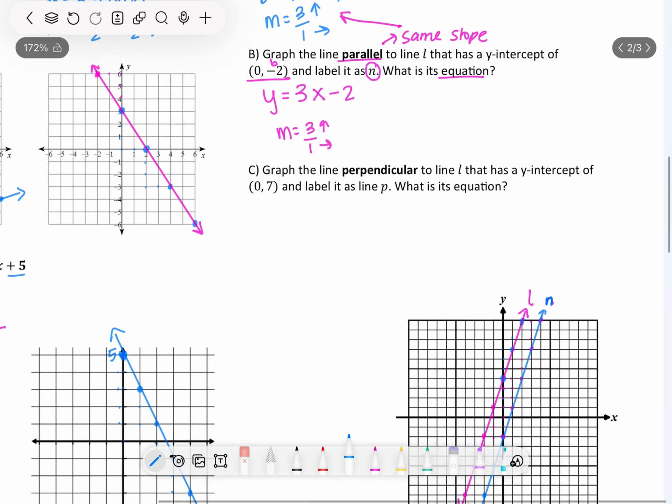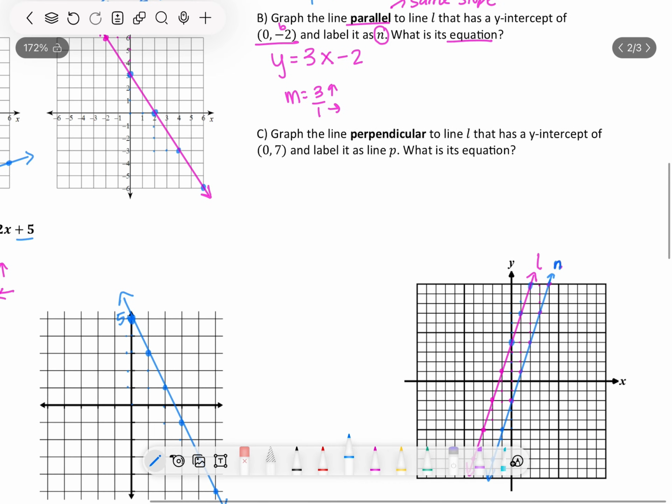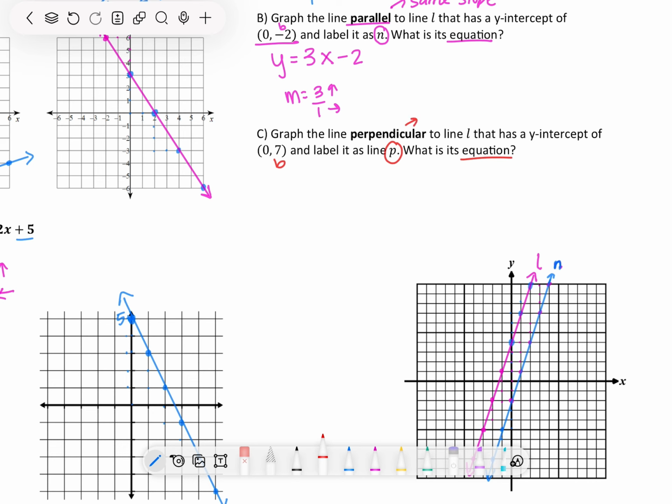Okay, last but not least, graph the line perpendicular to line L that has a y-intercept of (0, 7), and label it as line P. What is its equation? Okay, so we have line P. We need to figure out its equation. We know that its b value is 7, and we want it perpendicular. So this is opposite reciprocal slopes. Opposite reciprocal slopes. Okay, so the equation y = blank x, and then of course plus 7.